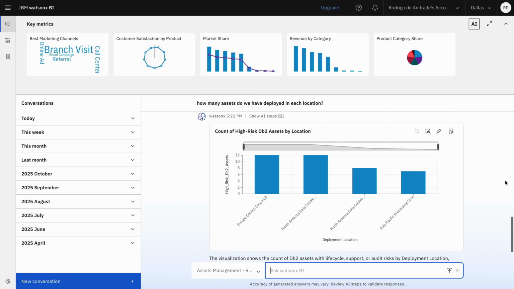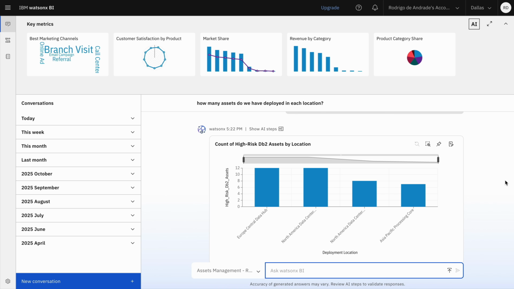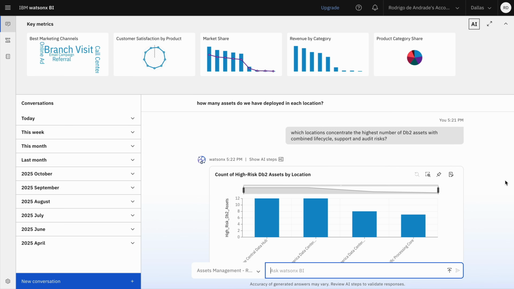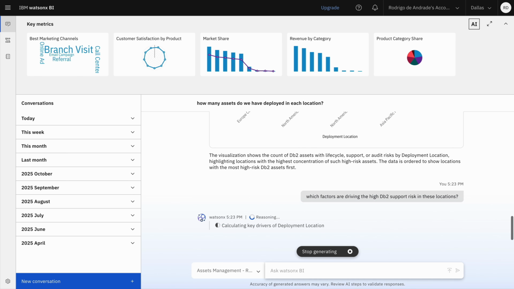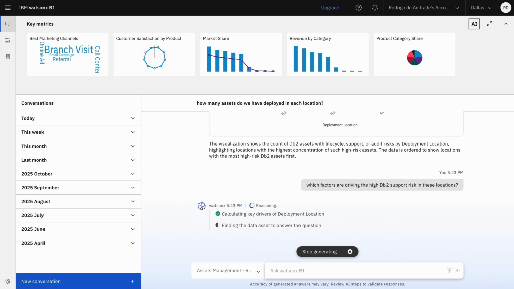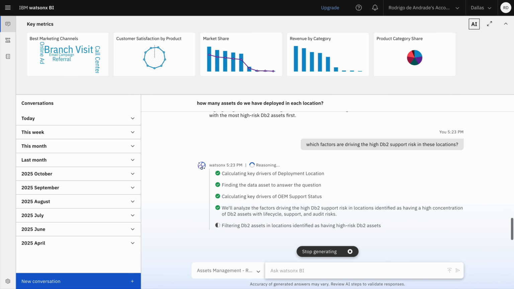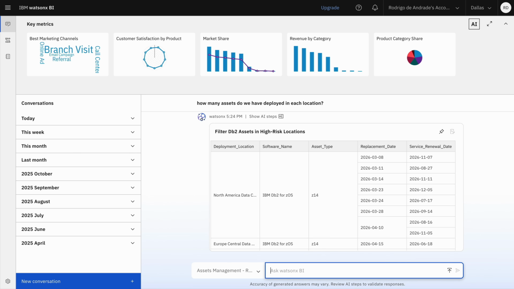And now, knowing where the risk is is not enough, right? The real value comes from understanding why the risk exists. So now I will ask which factors are driving the high DB2 support risk in these locations. So here is just to understand better the previous answer, right? You have a really interesting answer here.